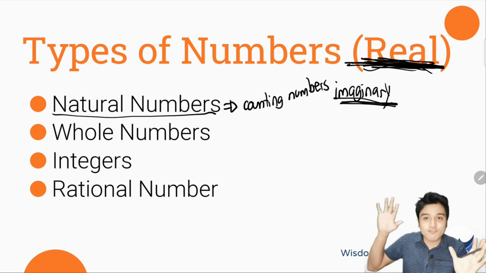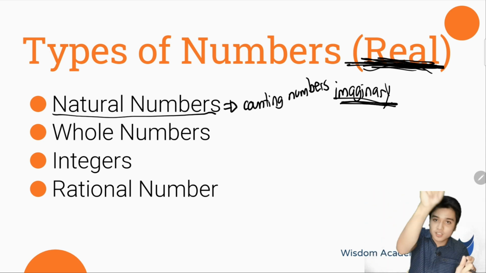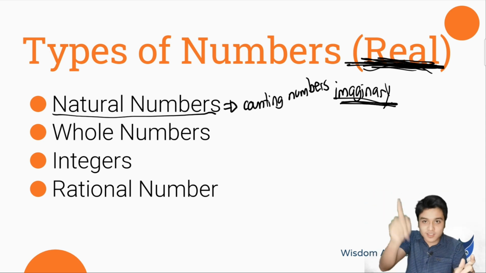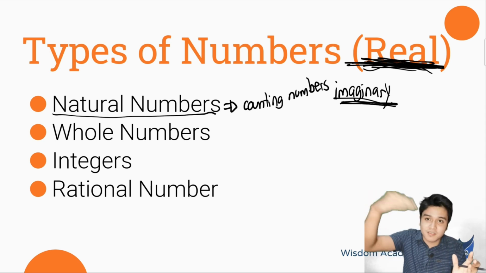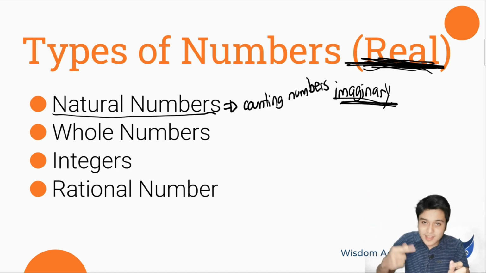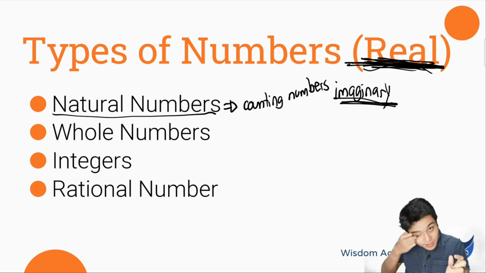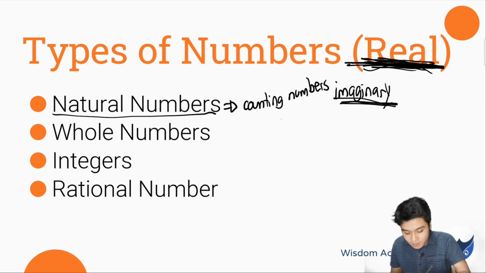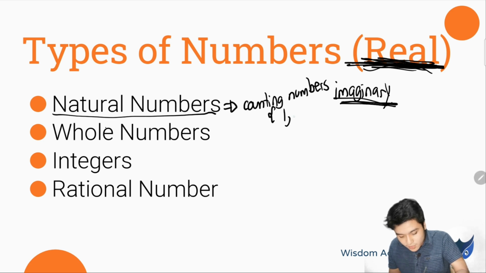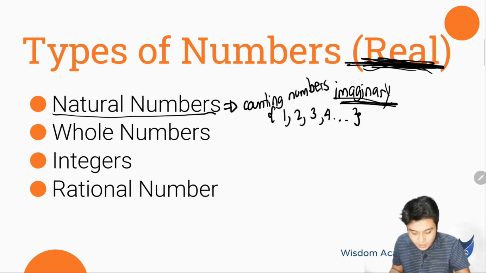Sa halimbawa, nasa farm tayo, nagbibilang tayo ng tupa. 1, 2, 3, 4, 5, 6, 7, 8, 9, 10. Pataas ng pataas ng pataas. Yung pagbibilang natin na yun, counting numbers yun, or you can also call that natural numbers. So, yan nga, yung nakasulat sa slide natin. Counting numbers, so that's the set of 1, 2, 3, 4, onwards, pataas. Yan yung natural numbers natin.